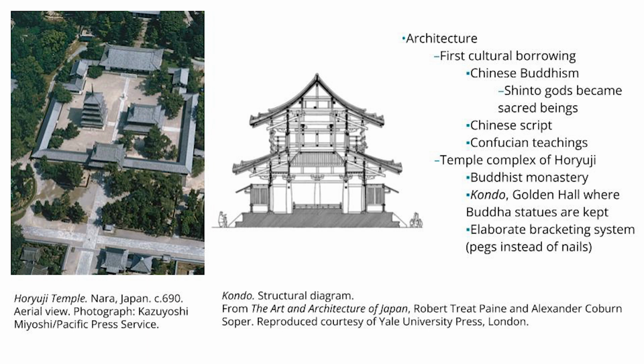Now, a good example of something built during this time is the temple complex of Horyuji, which is a Buddhist monastery. Also, there is a sort of hall inside of it called the kondo, which is a golden hall where Buddha statues are kept. And also, it is built with an elaborate bracketing system, so there's actually no nails or screws or anything like that holding this together. It's just a very elaborate series of pegs that fit into holes that are cut to be exactly the perfect size so that they fit together, which is a lot harder to do, but it's quite impressive.